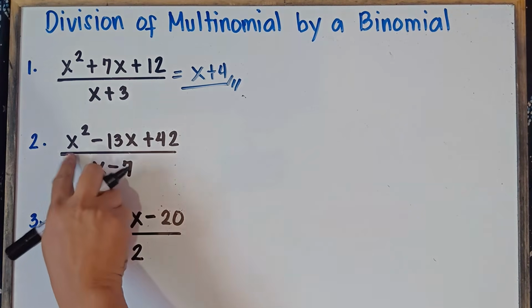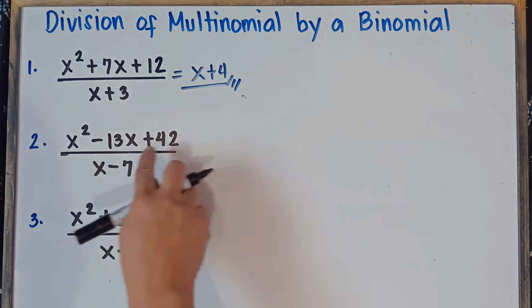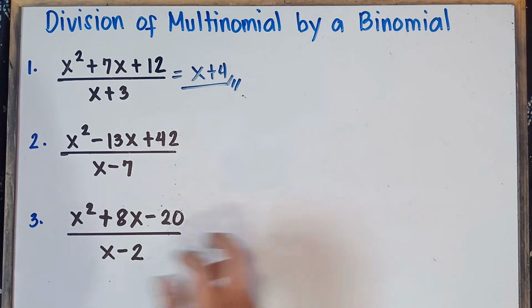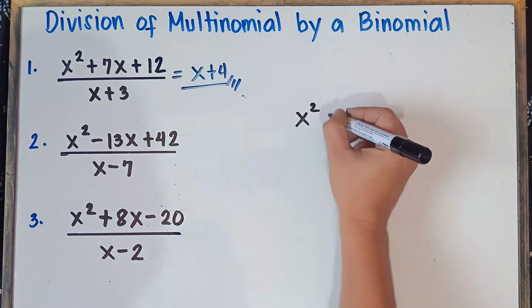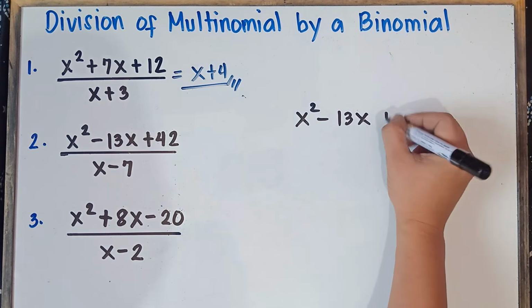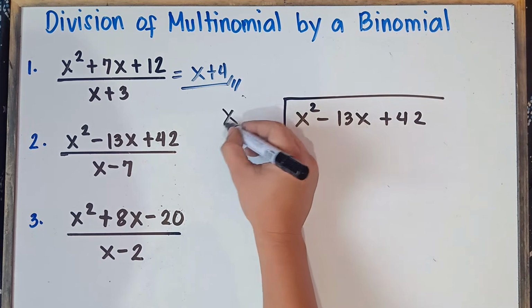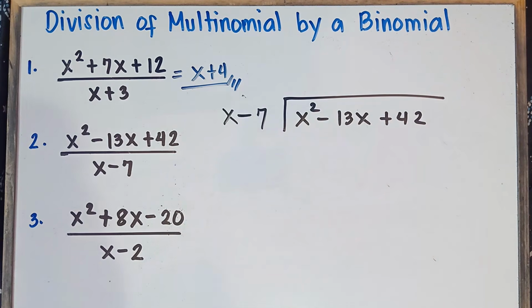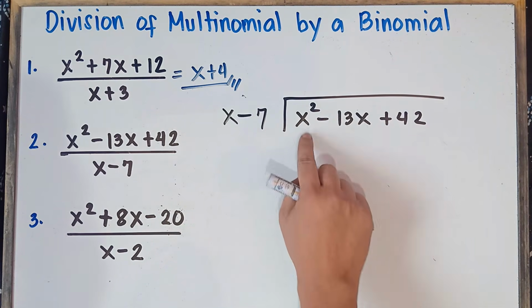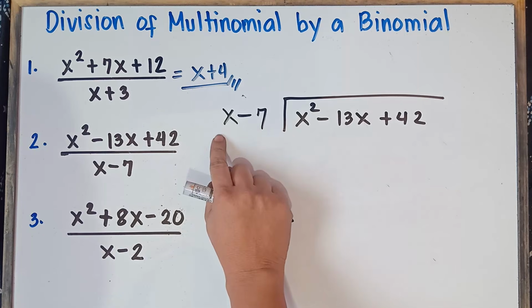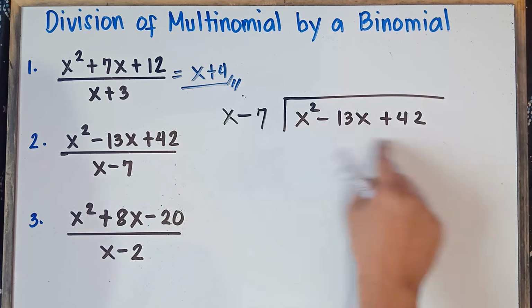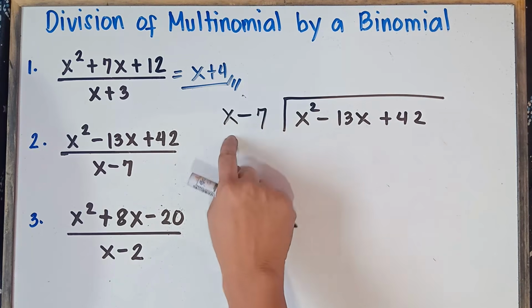So our given, we have x squared minus 13x plus 42 divided by x minus 7. So let's do it step by step. First step, class, you divide the leading term of your dividend by the first term of your divisor.